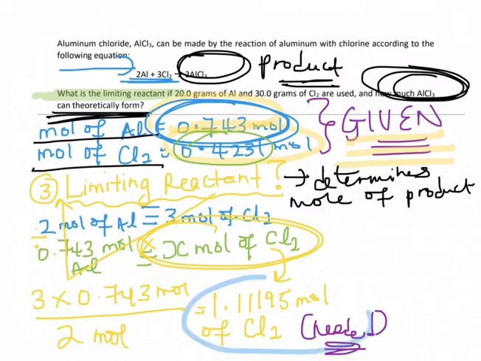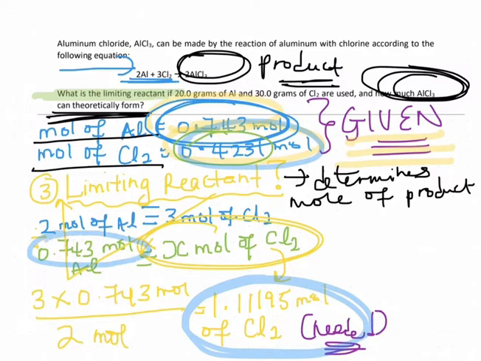So you have your needed chlorine over here, and then you compare with your given chlorine. If you have 0.743 of aluminium, you need 1.11195 mole of chlorine, but given to you is 0.4231. Therefore, your chlorine is the limiting reactant. I'm going to write that again very neatly over here.